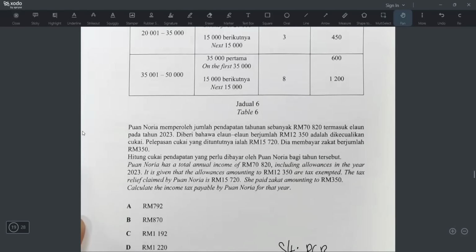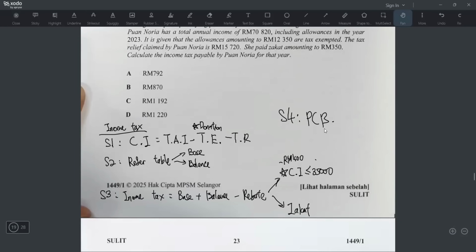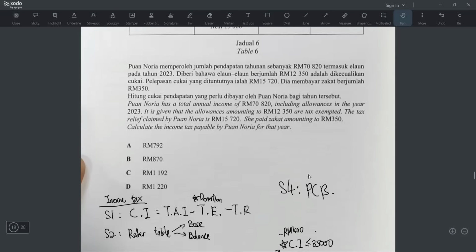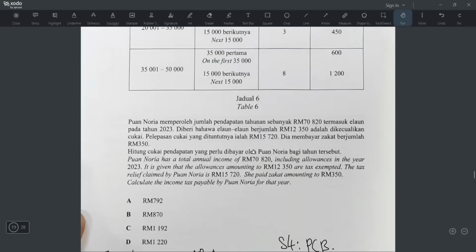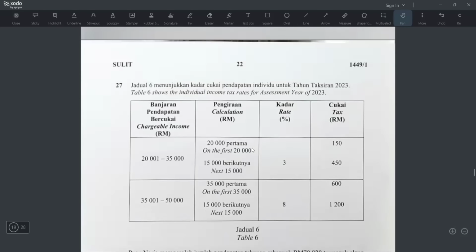But this question they never ask for that, so I'm not going to go into details for that. But you have to make sure you know the PCB also, because usually students always forget which one is lebih bayar, and which one is kurang bayar. But this question never asks for that. Okay, so let's come back to the question.